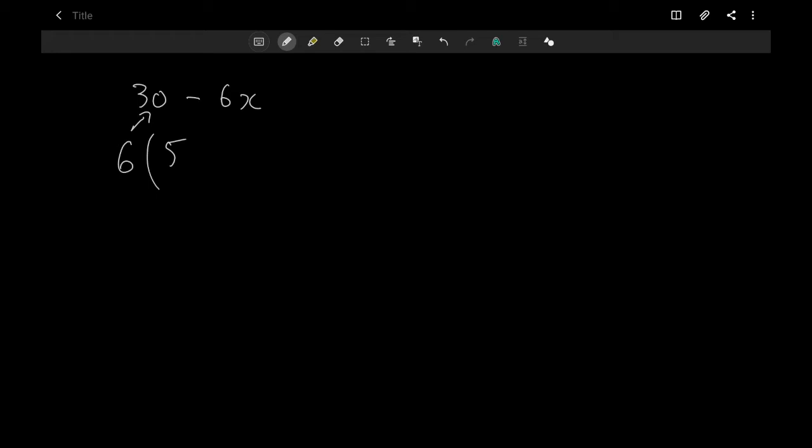We have our subtraction sign. And then we say 6 multiplied by what will give us 6x? And the answer is 1x. Now, when we have the number 1 in front of the pronumeral, we don't usually write that number. So the way we would write that would be 6 bracket 5 minus x. So let's move on to another example.